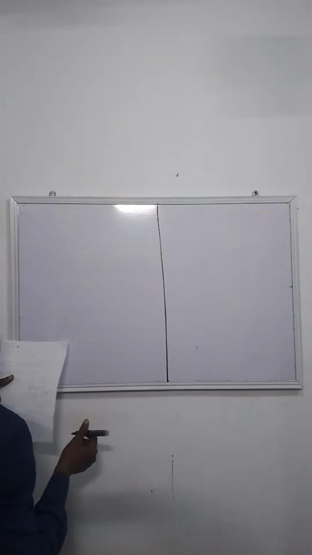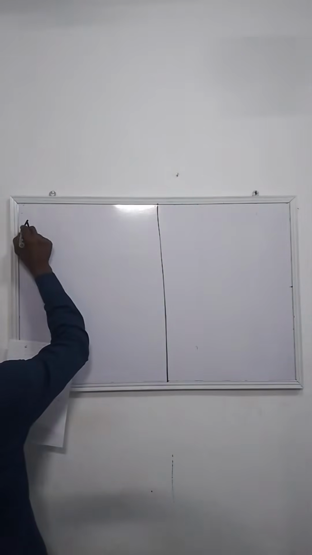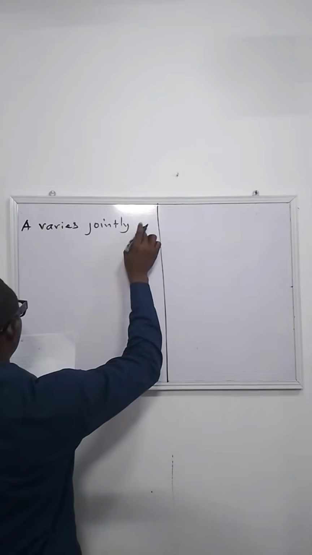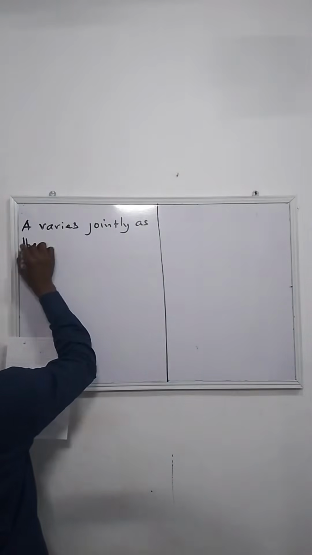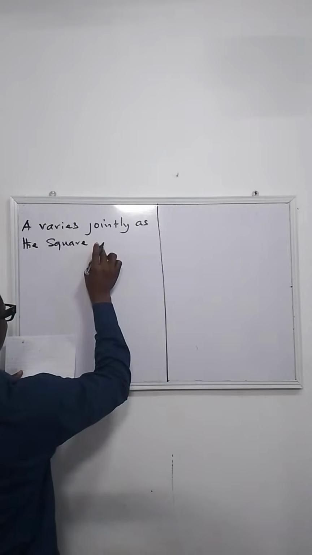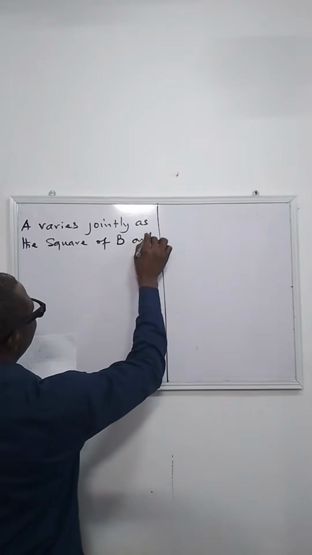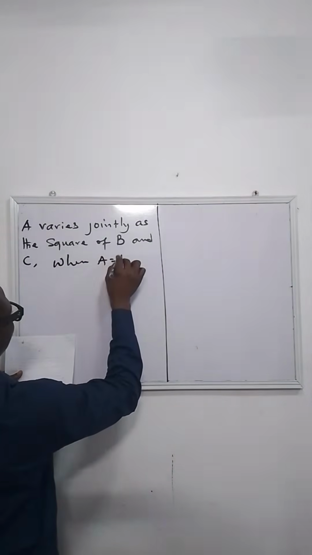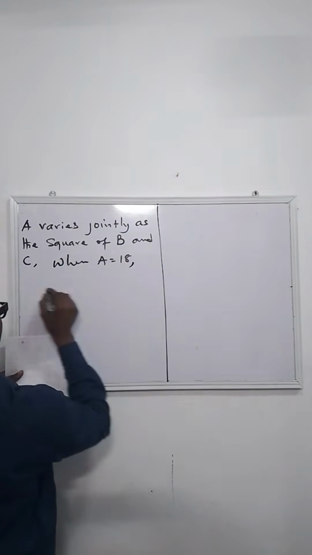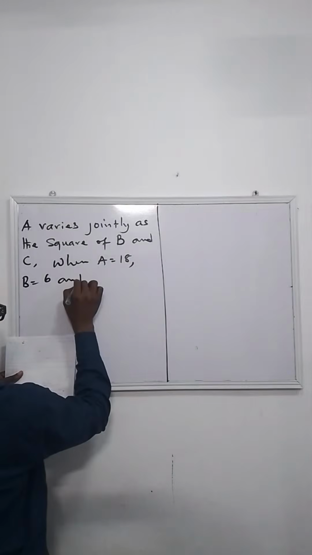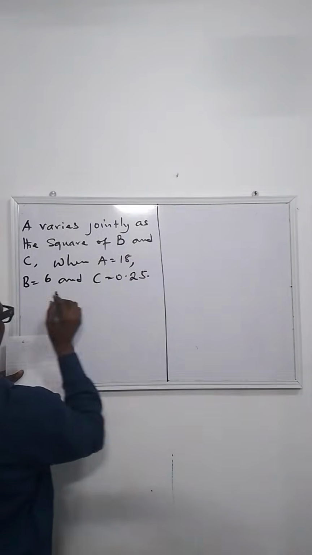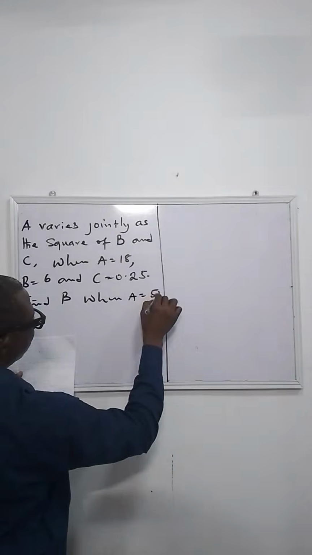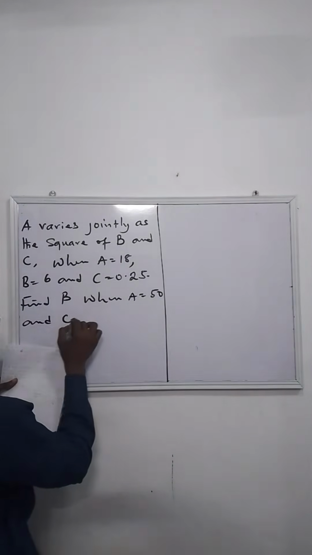Let me give you this on variation. Let's see what we're going to have. So A varies jointly as the square of B and C. When A is 18, B is 6, and C is 0.25. Now find B when A is 50 and C is 4.